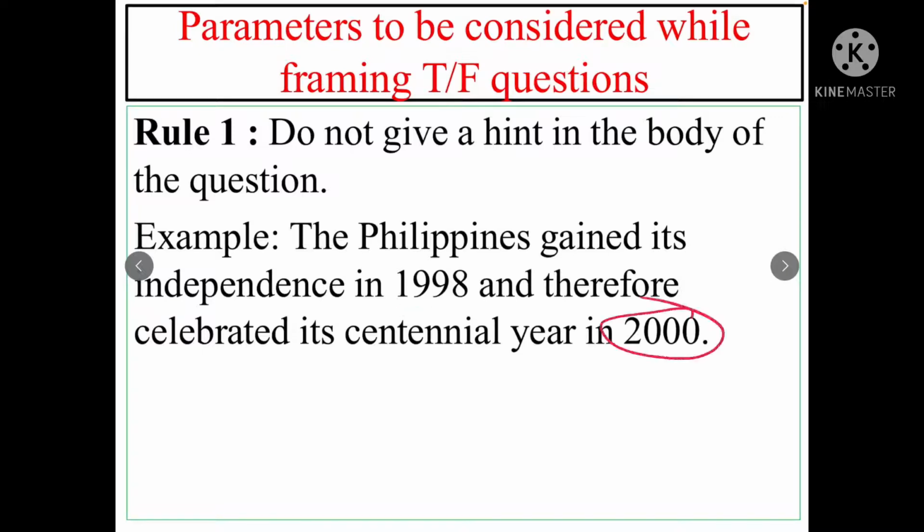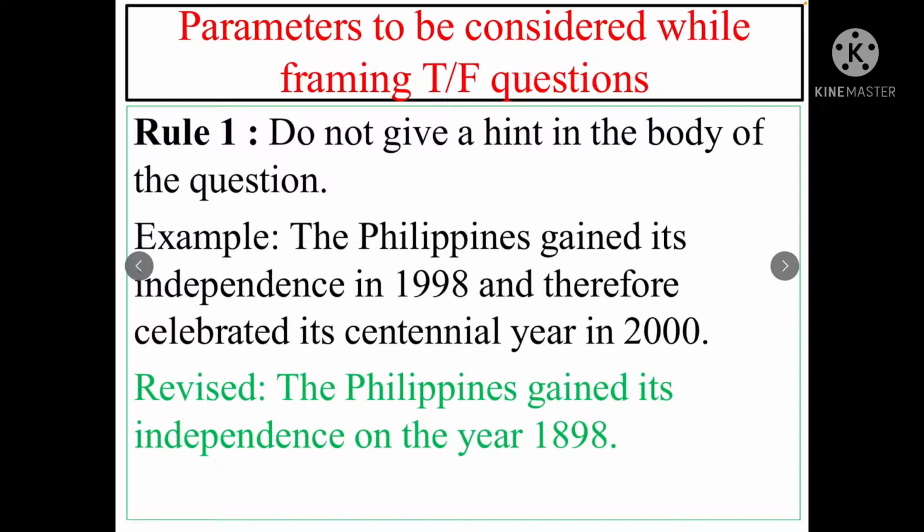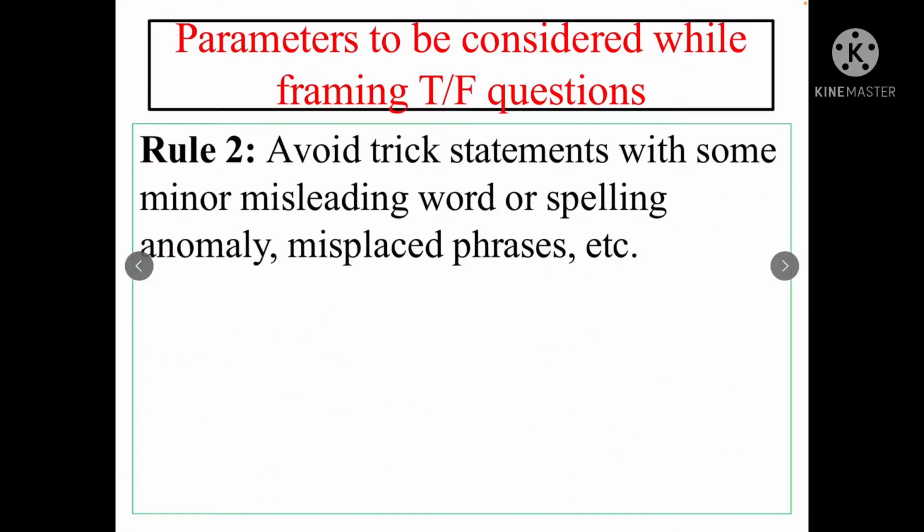So here one hint is given, but the question should be like this. The revised question will be, the Philippines gained its independence in the year 1898. Now the student will think whether it will be 1898 or 1998. Okay, now comes Rule 2. Avoid trick statements with some minor misleading word or spelling anomaly, misplaced phrases, etc.